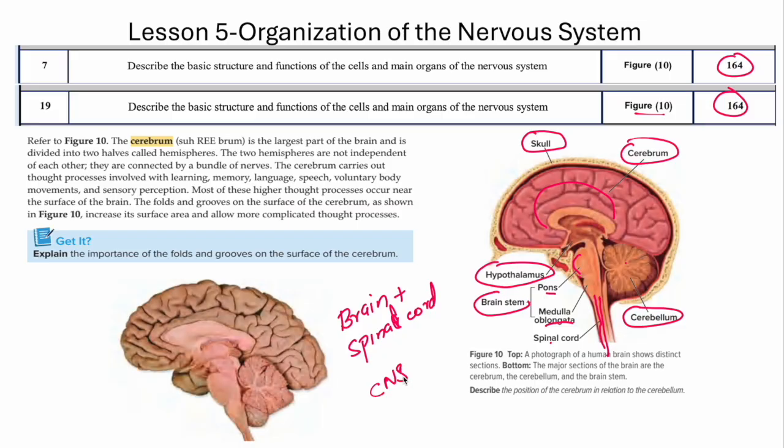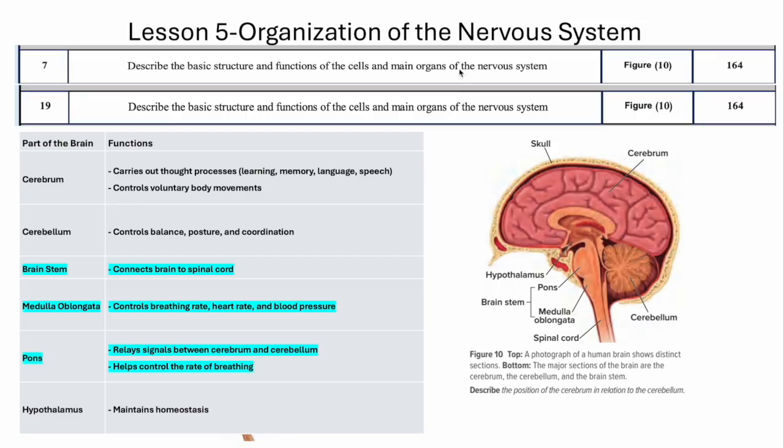The functions of the cerebrum, the larger part, include thought processes like the cognitive processes of learning, memory, language, and speech, and it controls the voluntary body movements. The function of the cerebellum is to control balance, posture, and coordination.